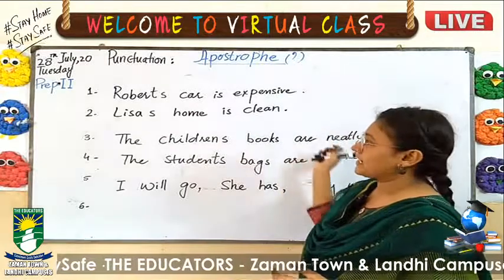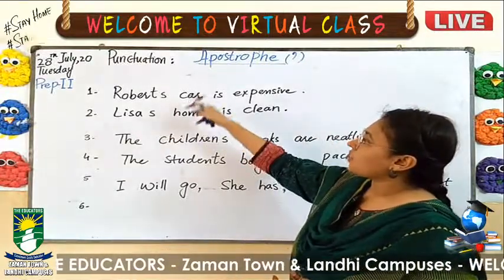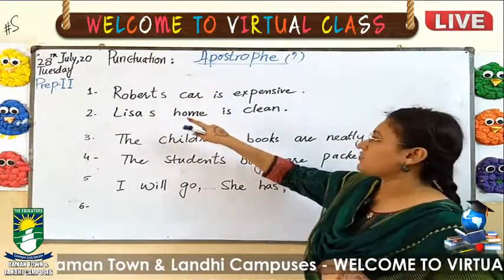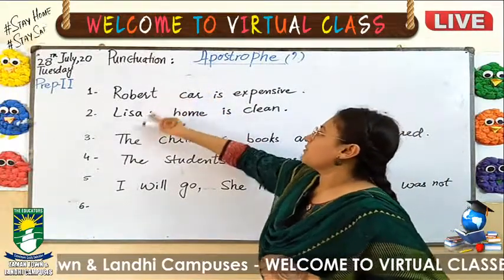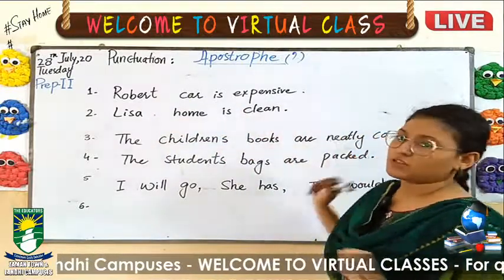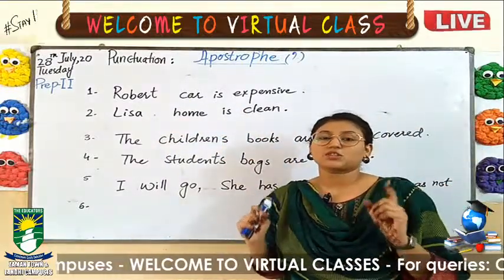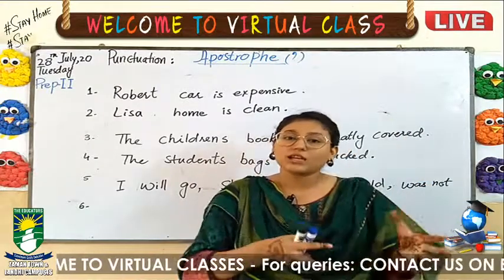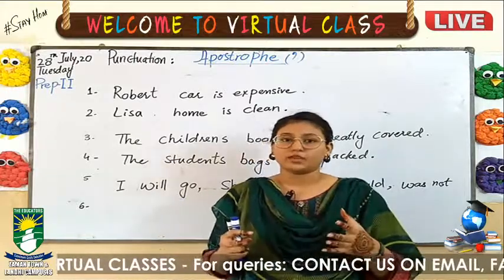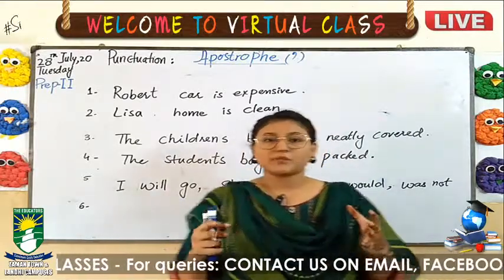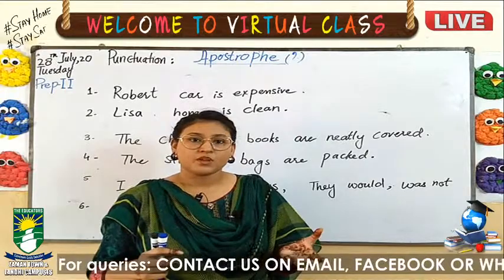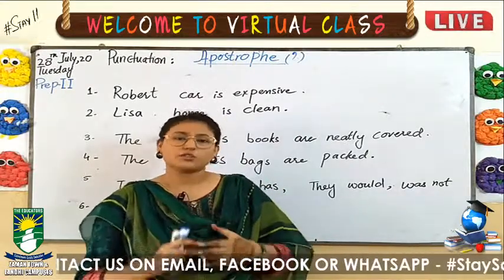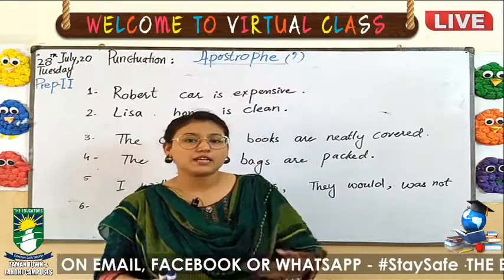We have three uses of apostrophe which we will learn. In the first sentence, the sentence is Robert's car is expensive. Now in the first usage, we will talk about possession, the possession of a singular noun or a plural noun. Possession means the person who owns something, or something which is owned by a person. Simply, we are indicating possession.